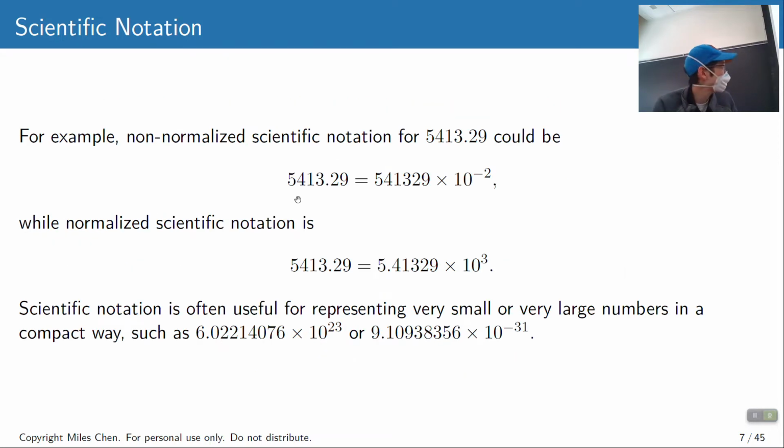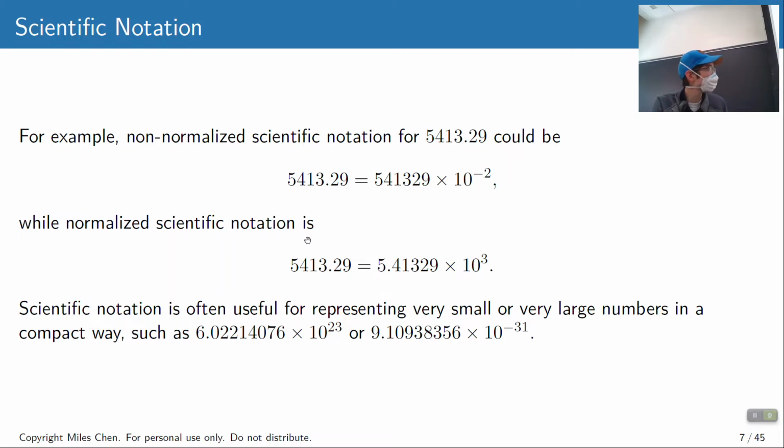So if we were to take this same number, 5,413.29, you could represent it as 541,329 times 10 to the negative 2. Now this would be a little bit of a strange way to represent this number, but it can be done. So this is basically saying $5,413.29 is equal to 541,329 pennies. Okay, and that's valid.